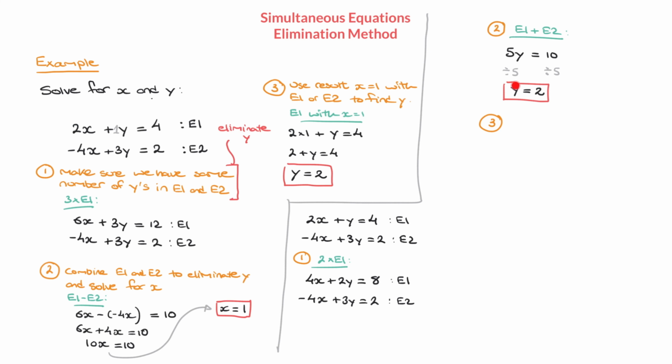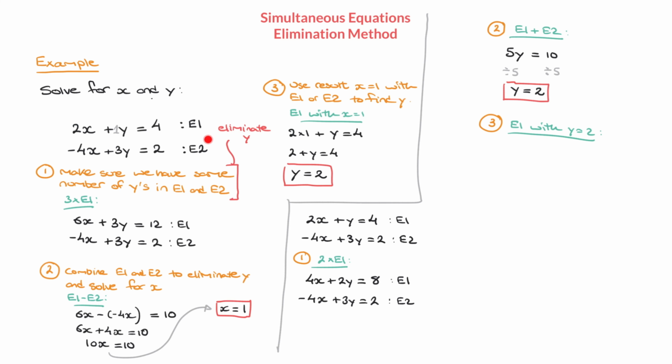Now that we've found y, we move on to the third and final step, step 3, in which we use the result we just found, as well as either one of the two equations we started off with, to find the other unknown, in this case x. Well, let's see again. I think I'll use the first equation, e1, and so I'll say e1 with y equals 2. There we go.